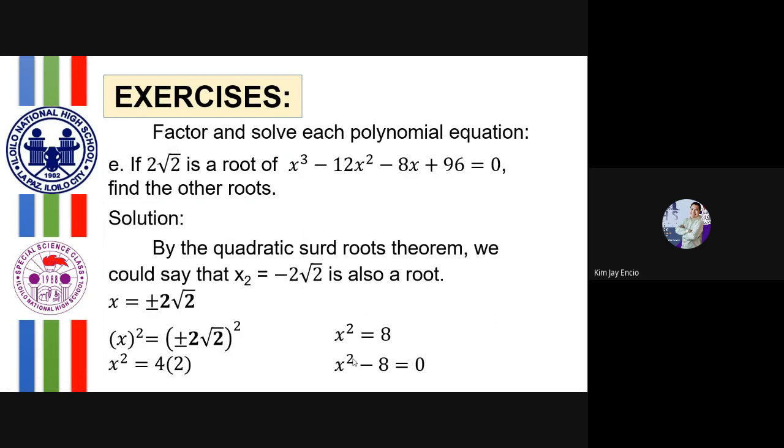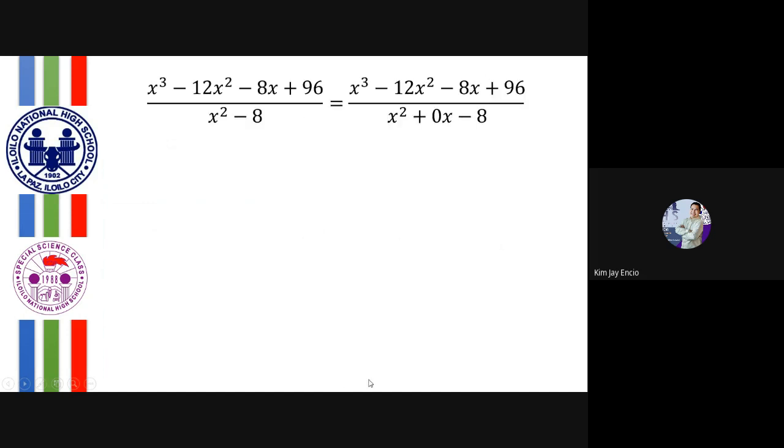And for us to find the other factor, we have to do division. So we will divide now this polynomial with x squared minus 8. And you could see, no, we are going to divide now with a quadratic divisor. So we have 3, 2, 1, 0. Okay, so we have 1, negative 12, negative 8, 96. And we know that we have x squared minus 8, but we have degree 2. Degree 0, we don't have present there. It's just here. So we have x squared plus 0x minus 8.